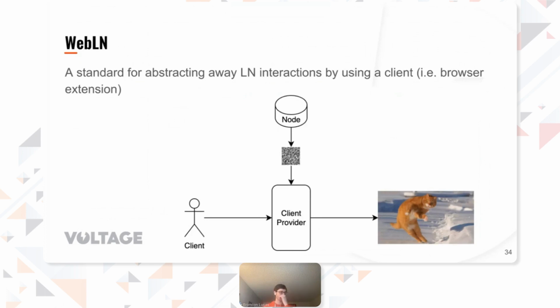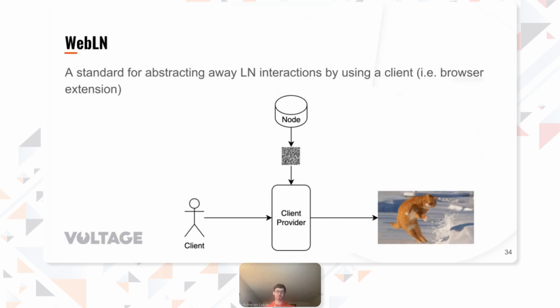Okay, so another abstraction on top of Lightning nodes is webLN. This is really interesting. It's basically a JavaScript library, but it's also a specification for browsers. We can call them clients, but this is essentially for browsers to interact with Lightning nodes.